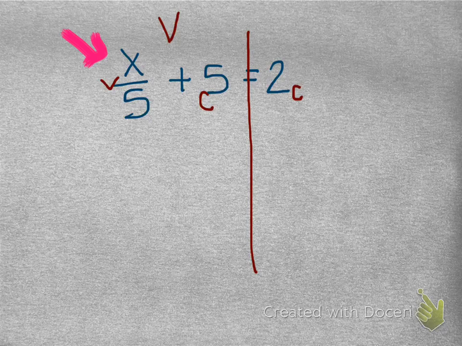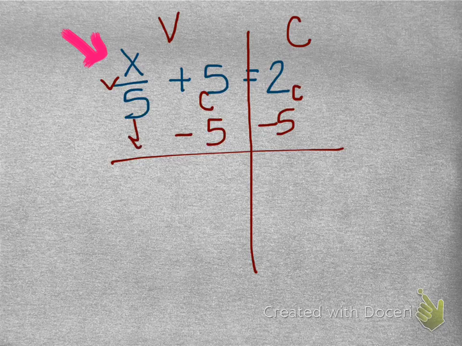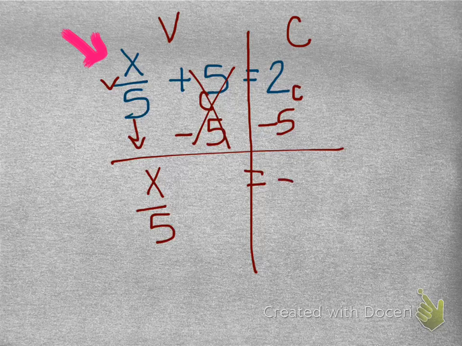I only want variables on the side that already has a variable, and I only want constants on the other side. So now I'm going to leave the variable alone. Don't touch it. Don't try to do anything with that 5 yet. Get rid of the constant. I'm going to subtract 5 on both sides. Bring down the x over 5. These cancel out, and 2 minus 5 is -3.